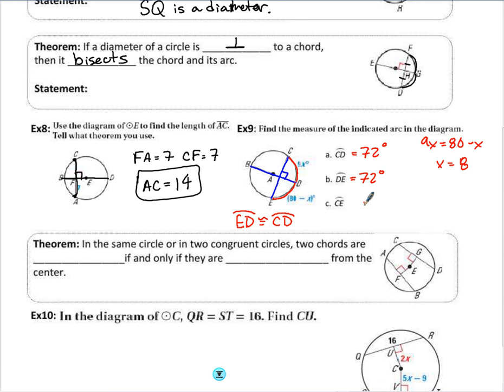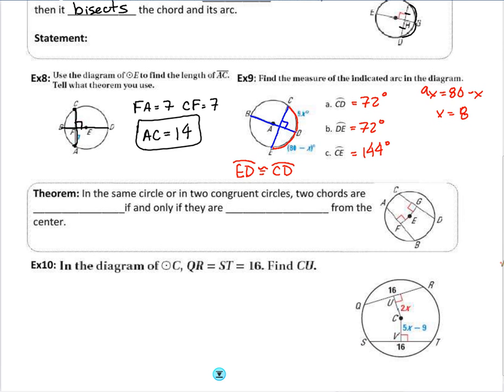You guys have been doing a really good job paying attention at home and watching the video. We got one more theorem to cover, and then that's it for this video lesson. So, good job and keep up the good work.